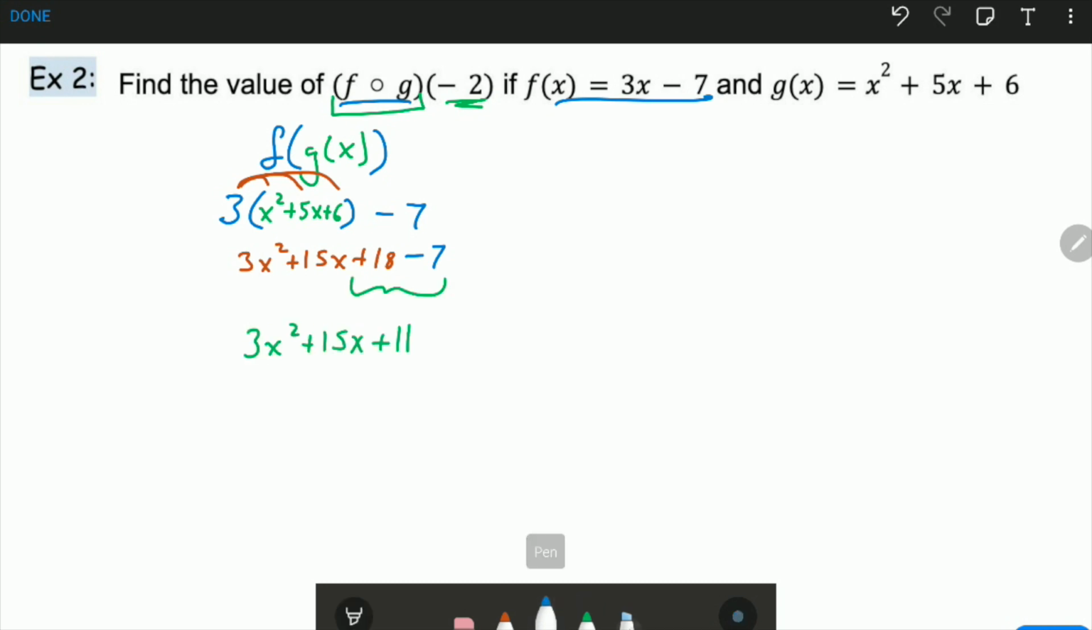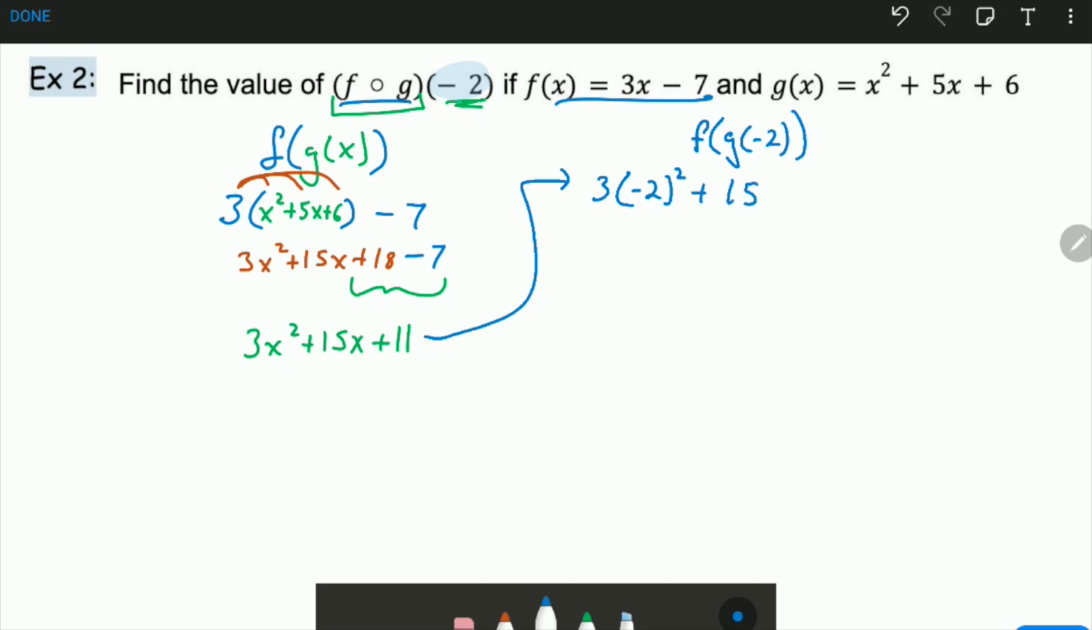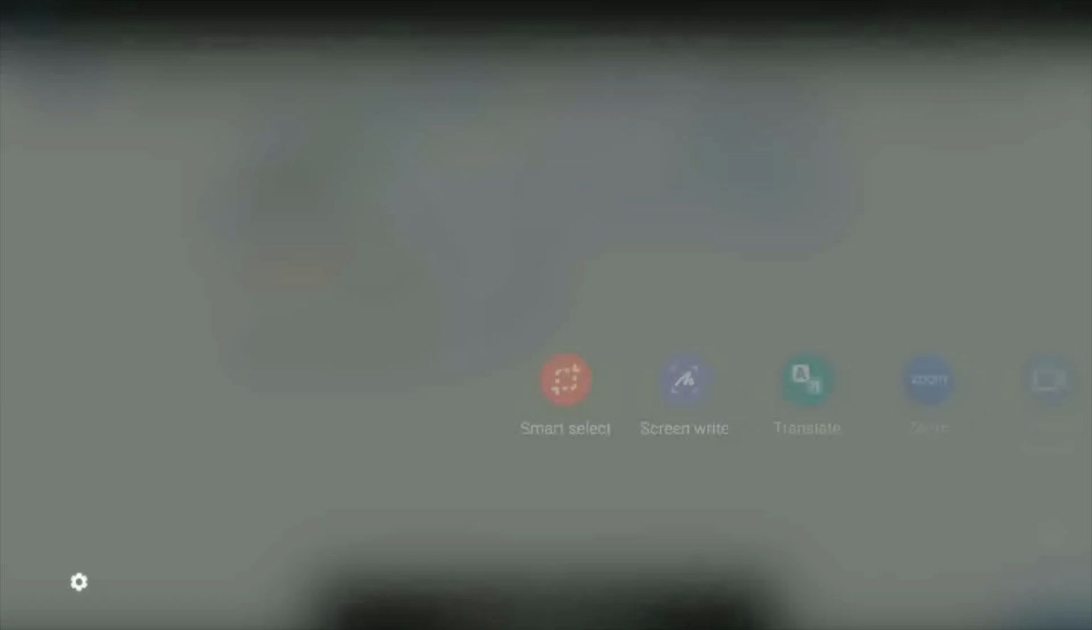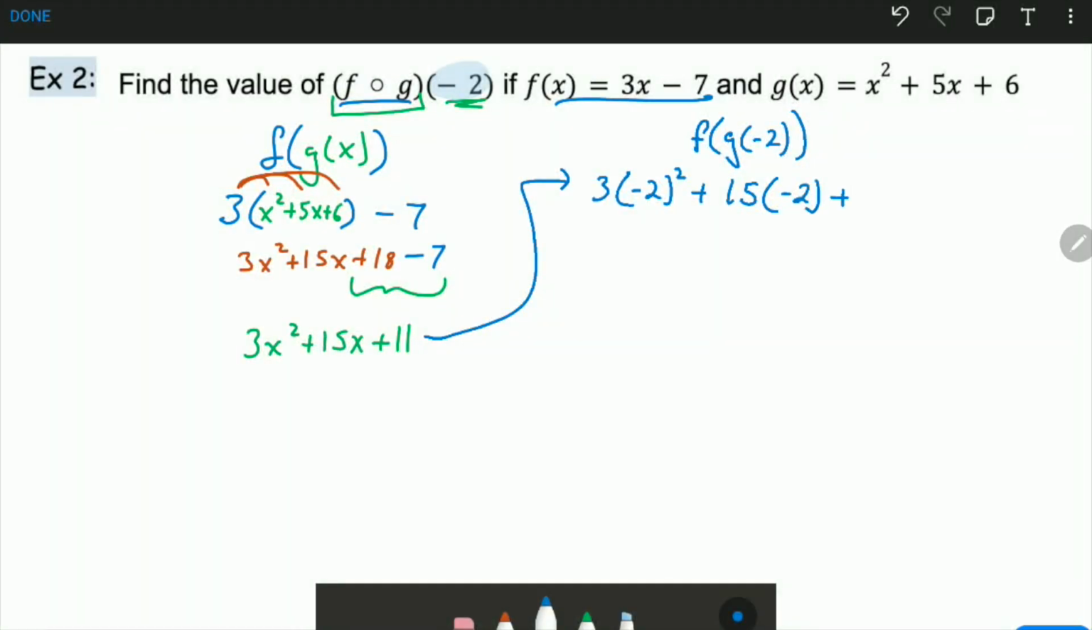Now we're not actually done. We still have to deal with the -2 here. And this -2 with this notation means to plug in -2. So we are actually looking for the f of g of -2 here. So now that we have an expression for f of g, we're going to use that and replace x with -2. So 3 times -2 squared plus 15 times -2 plus 11, then simplify this expression.